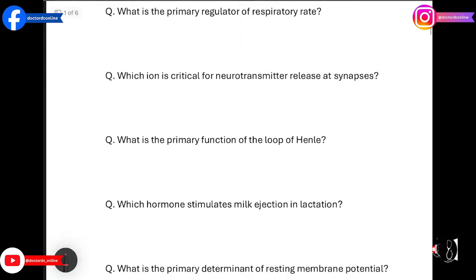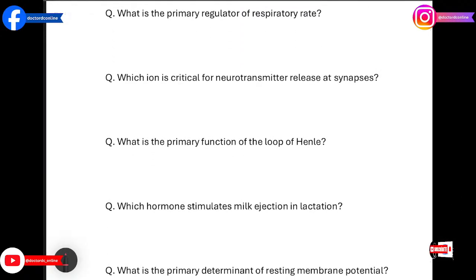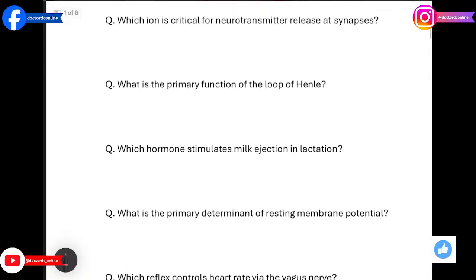The next question is, what is the primary regulator of respiratory rate? And the answer is medullary chemoreceptors, because they respond to changes in CSF pH driven by CO2 levels.